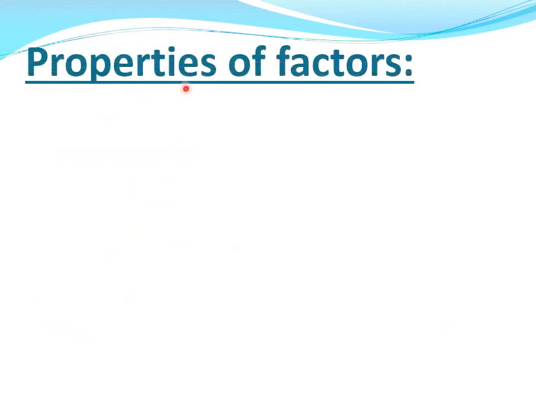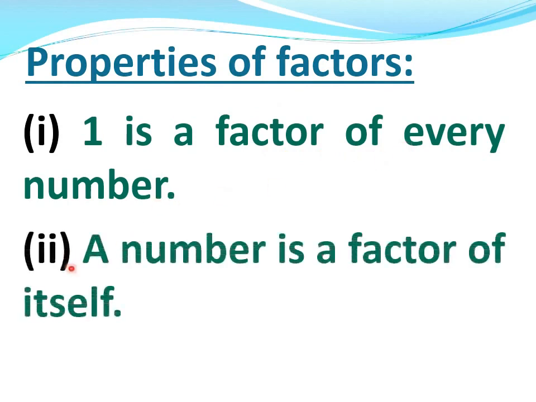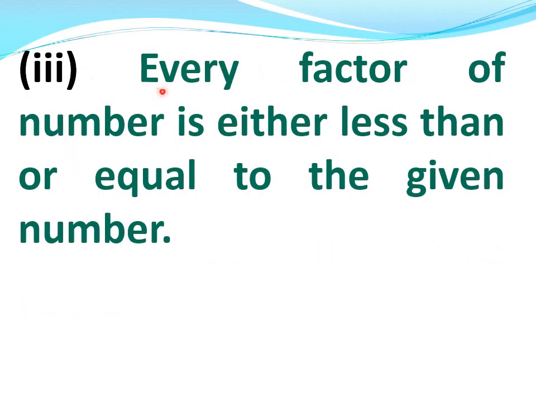Now, properties of factors. First property, 1 is a factor of every number. Second property, a number is a factor of itself. Third property, every factor of a number is either less than or equal to the given number.